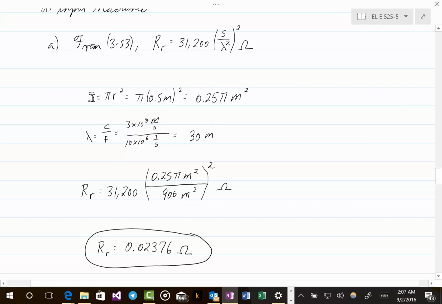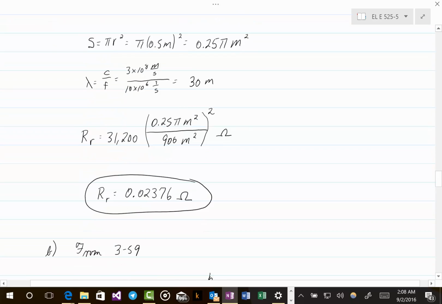And now if we take these values for S and lambda and plug them into this formula for the radiation resistance, notice that we're going to get cancellation in here, and then we have this unit of ohms out here, which was in the original equation. So everything turns out right here for the expected units for the radiation resistance, and we get this answer of 0.02376 ohms.